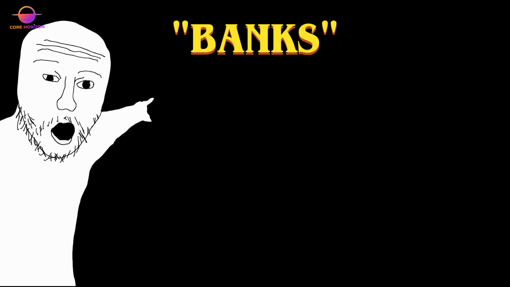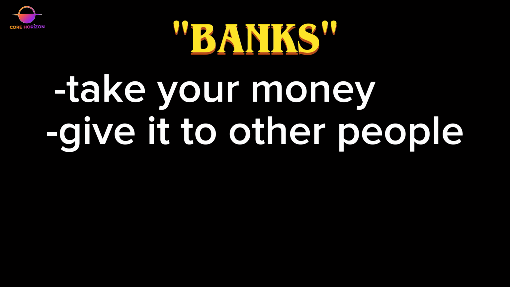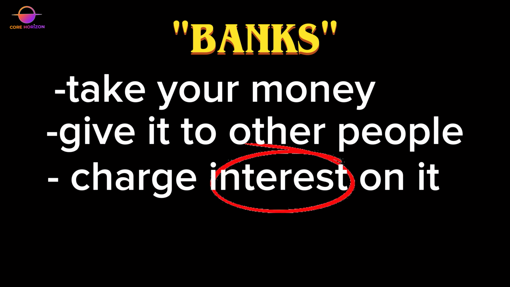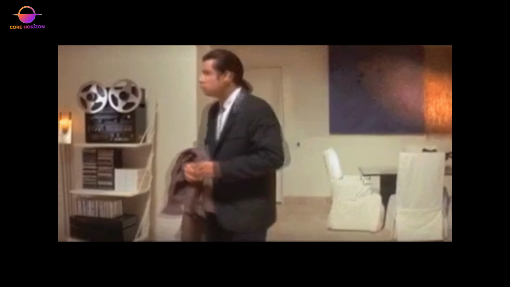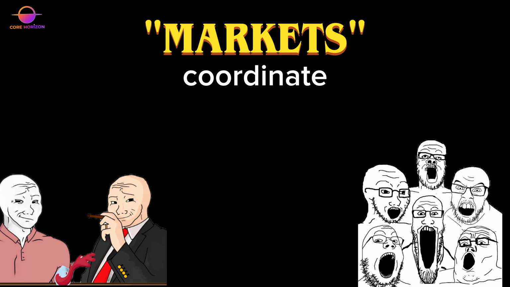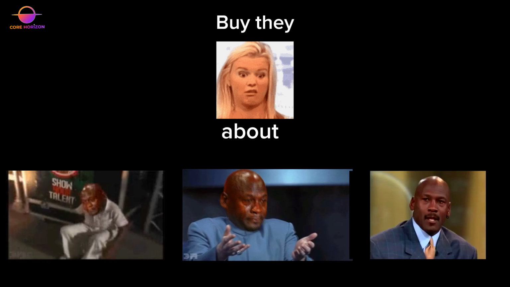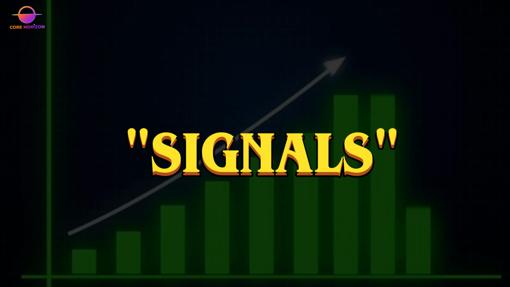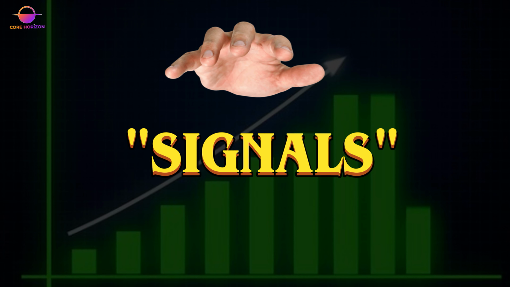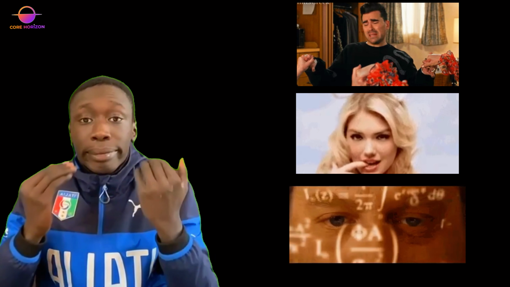And then we invented banks. Banks take deposits and they lend that money out to other people. They charge interest. That's the cost of borrowing. So where does all this lead? Markets coordinate people through prices and incentives, but they don't care about fairness or feelings or if you stubbed your toe this morning. They just respond to signals. And that's what we call the invisible hand. It's not magic. It's just math and desire and desperation working together in silence.